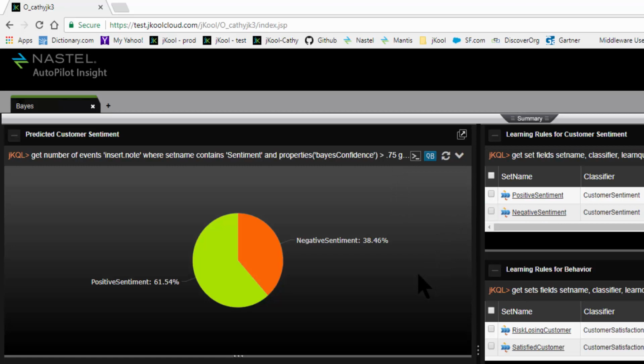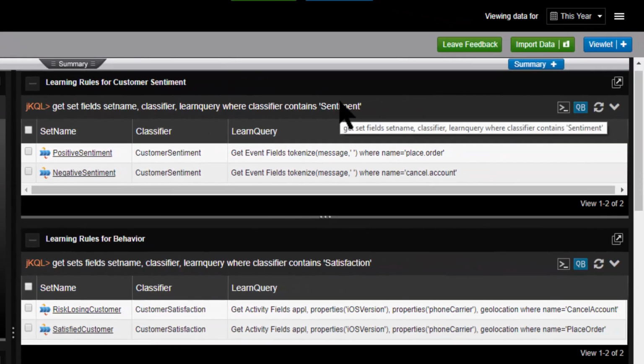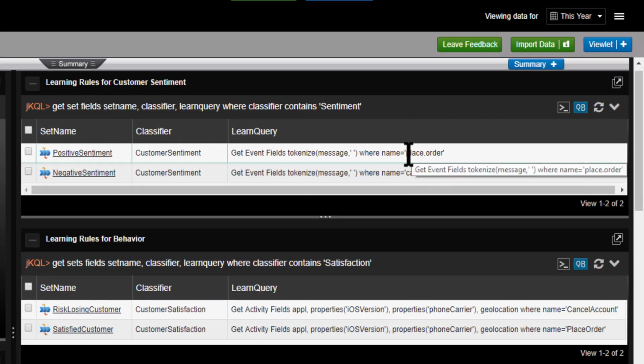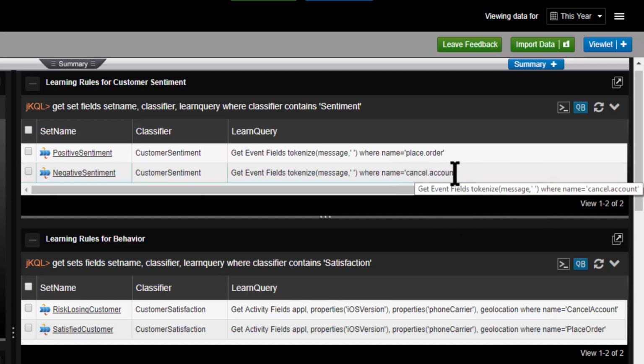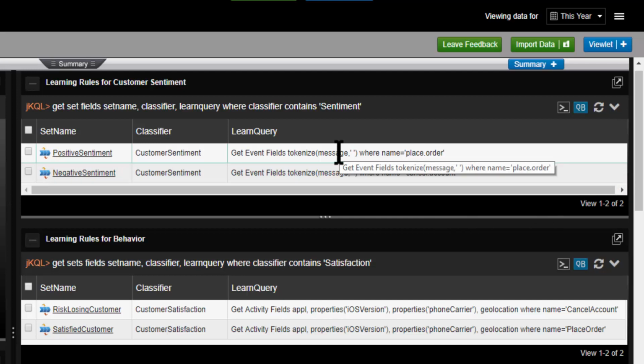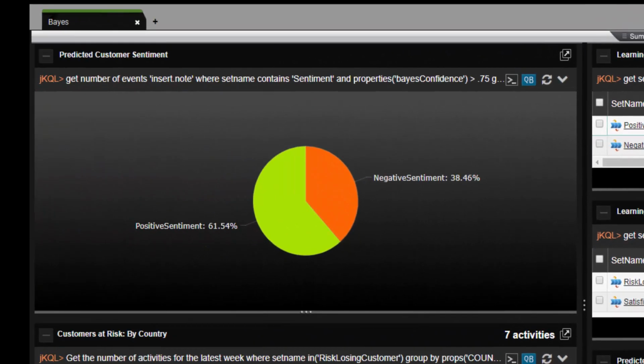Bayes is a supervised algorithm, which means we have to train it, but that's simple to do. Here we have a couple of learning rules, and we're looking at outcomes. The first one is customers who've placed an order, while the second one shows customers who've canceled their account. We're able to tokenize their messages, so when new events come in, we can classify those and automatically determine if those users belong in the negative sentiment or positive sentiment classes.